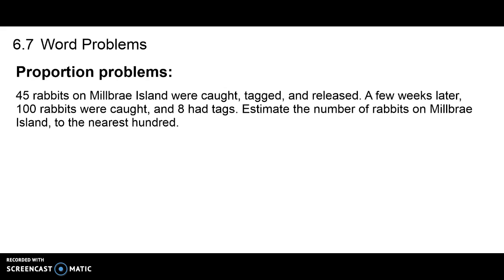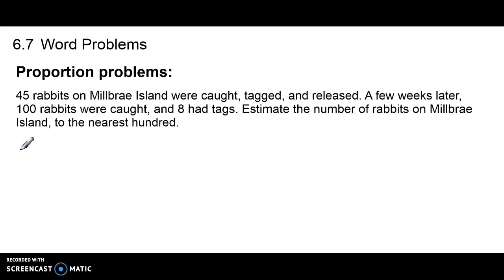Here, when you read through the paragraph, we're tagging some rabbits, releasing them, coming back later, we catch 100 rabbits, and 8 of them have tags. The thing that you're meant to think about this is that those 100 rabbits that we've caught, and the 8 that are tagged in that group, that's like a mini little model of what's going on in the whole island. So the idea is that 8 versus 100 ratio is supposed to be the same proportion as what you're going to have on the whole island.